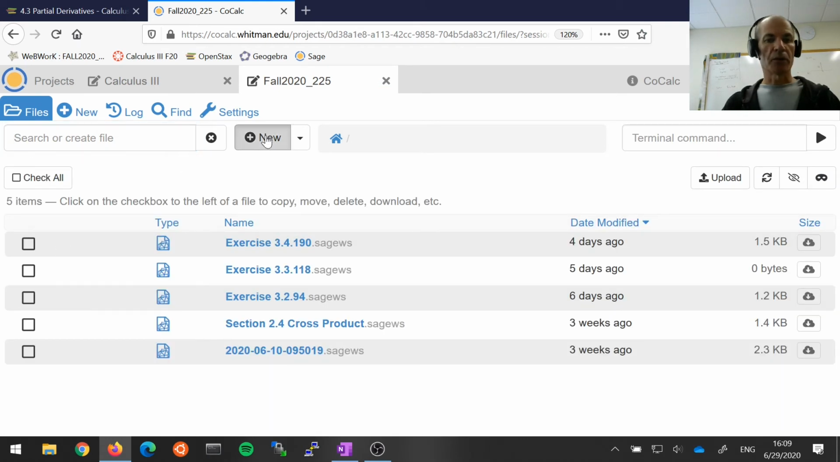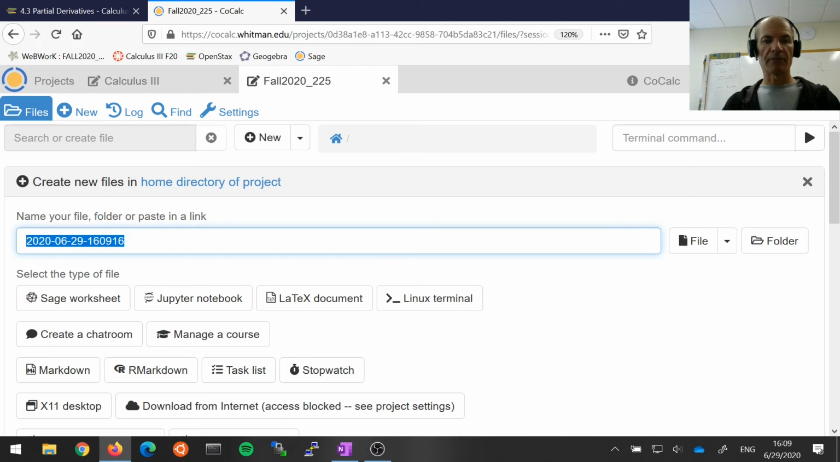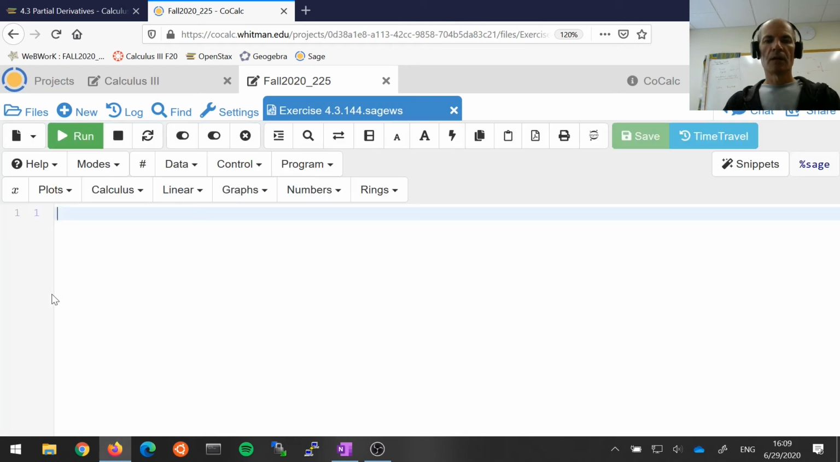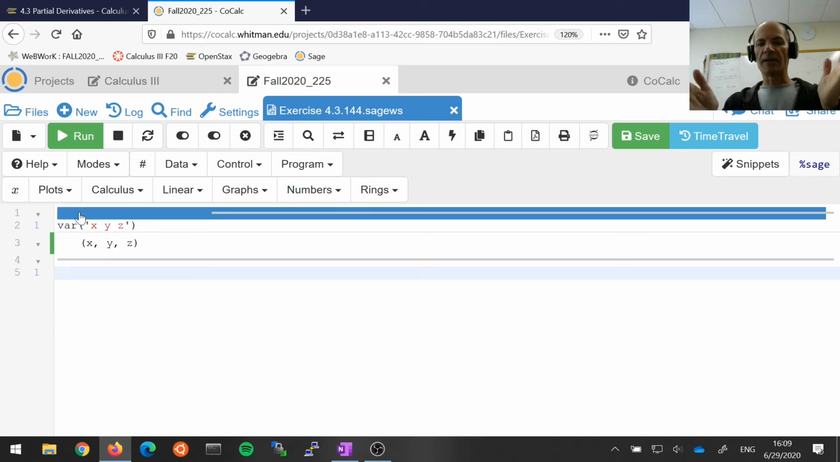And let's create a new worksheet, and let's name it after the exercise. This is exercise 144, and we want to create a new Sage worksheet. Now remember, independent variables have to be declared in some sense in Sage, so we let Sage know that, hey, we've got these 3 independent variables that we're going to be playing around with, just letting you know. If you don't do this, Sage will not understand what's happening.